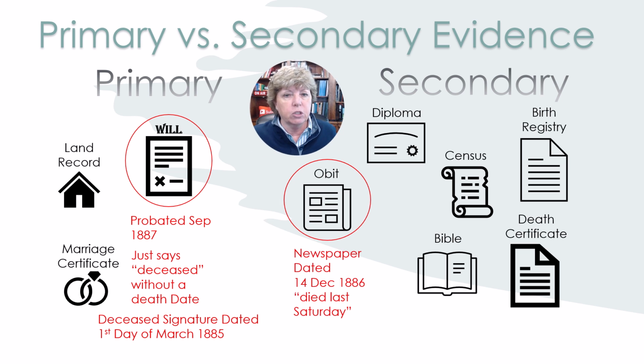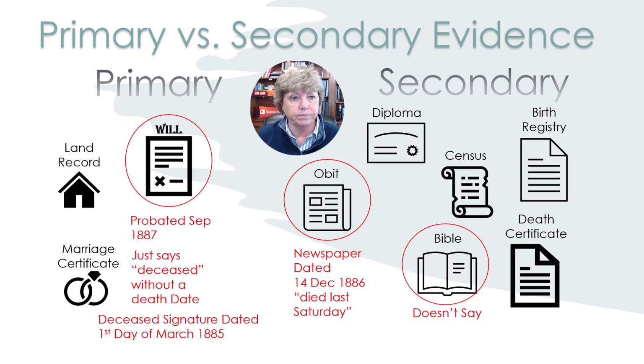Now we have an obituary, and the newspaper is dated the 14th of December, 1886, and it said he died last Saturday. So we could actually do the math and figure out what that date was, but this is secondary evidence, so how accurate is it? We have a Bible that doesn't really give us any information about the death date. It wasn't recorded in the Bible. We have a death certificate that says he died on the 11th of December, 1886.